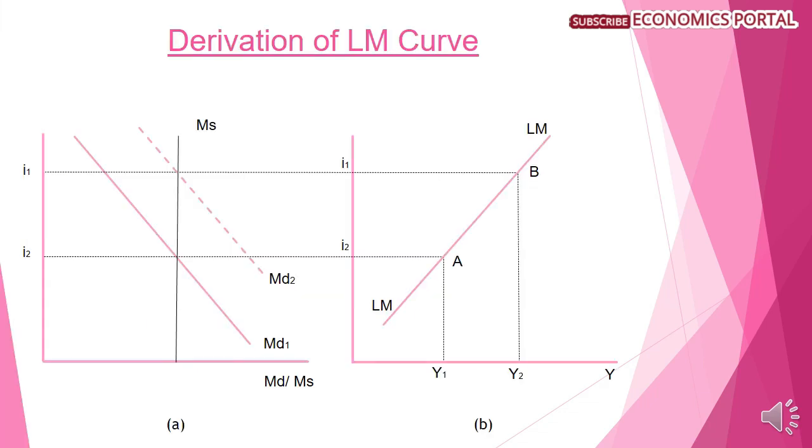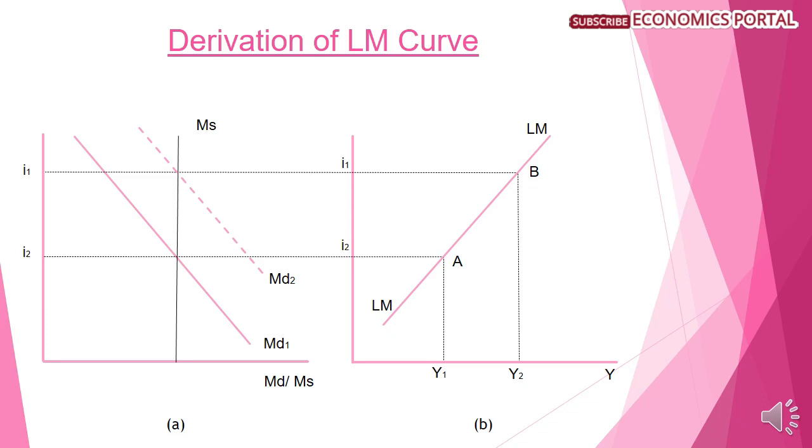Let's have a look at derivation of LM curve. There are two parts of this graph, the A1 and the B1. In A we can see that as the level of interest increases, the money demand also increases. When the money demand increases, the investment also increases, and as a result, the national income also increases. So there is a positive relationship between the rate of interest and the national income in money market, and this is called the LM curve.